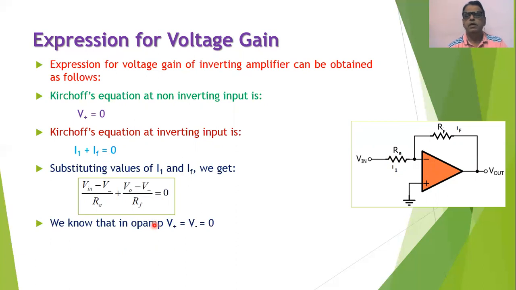Now in the third step, we know that in an operational amplifier, the voltage at the inverting input and the voltage at the non-inverting input are both equal. That is, V plus is equal to V minus. And we know that V plus is equal to 0, and therefore V minus is also equal to 0. So when we substitute V plus equal to 0 and V minus equal to 0 in the above equation, we get the expression VO divided by V in is equal to minus RF divided by RA. And this is nothing but the closed loop gain of the inverting amplifier.